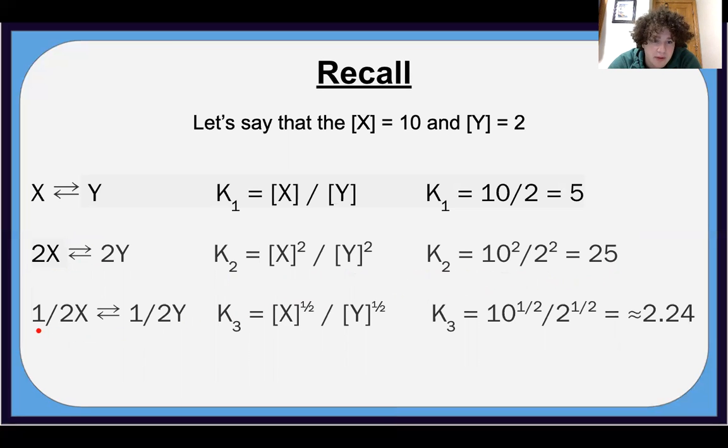Finally, for the third equation, we have 1 half x to 1 half y. So the K would be the concentration of x to the 1 half power divided by the concentration of y to the 1 half power. So the K would be 10 to the 1 half power divided by 2 to the 1 half power, which is approximately 2.24. So the K value for the third equation is approximately 2.24.